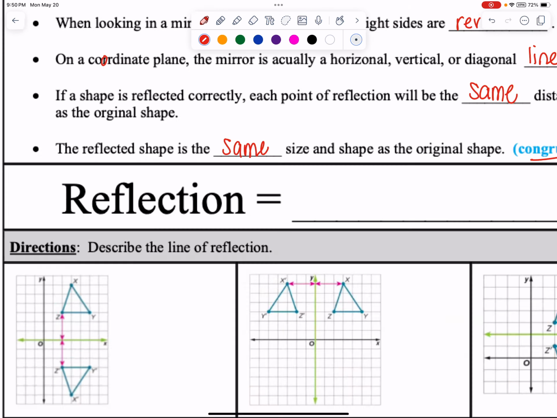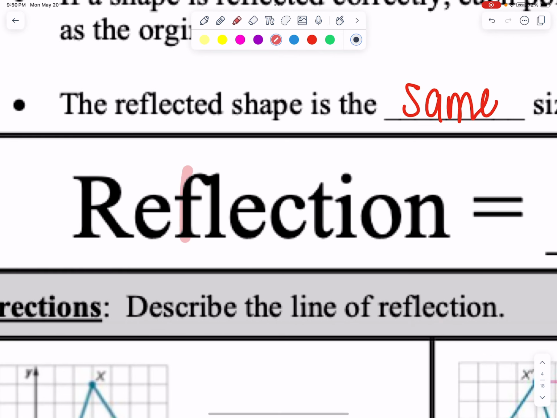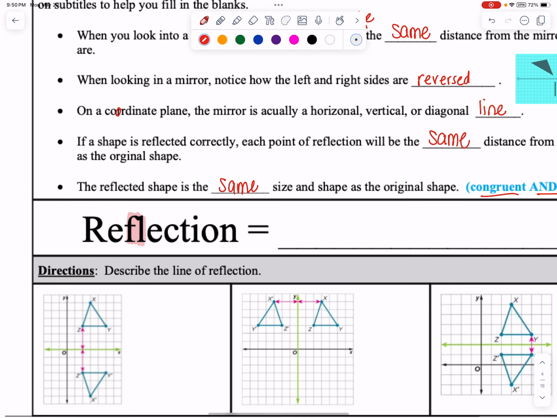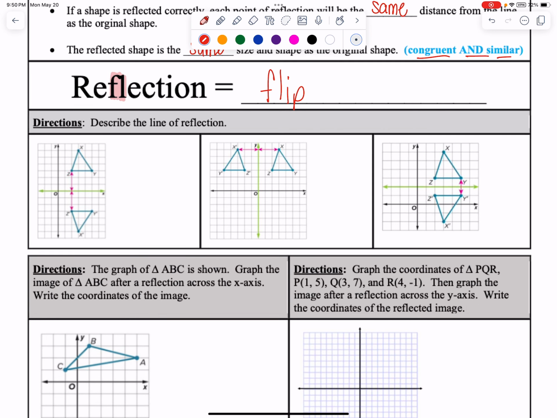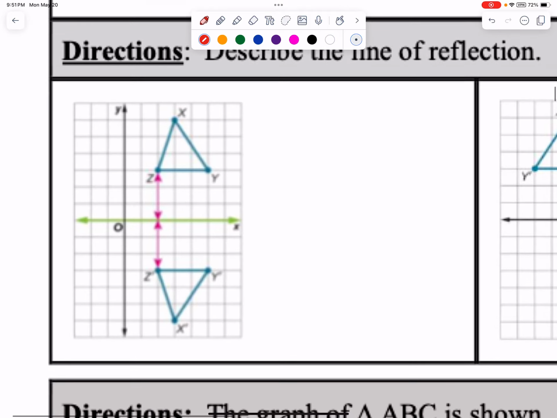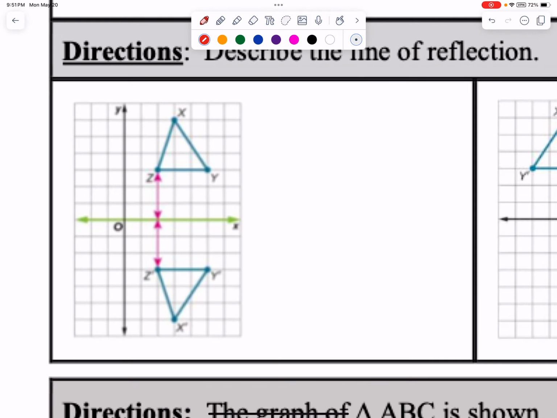So reflection, what I want you to highlight is the FL, okay? And the hint for this is going to be a flip, F-L-I-P, okay? All right, let's go ahead and try it out. It just says describe the line of reflection, okay? And so if we're describing the line of reflection, we would say it reflects over which axis, okay?